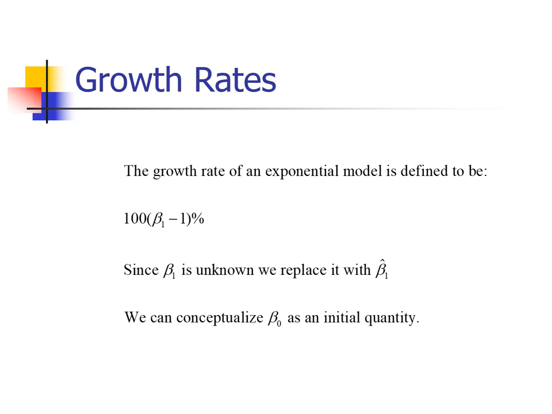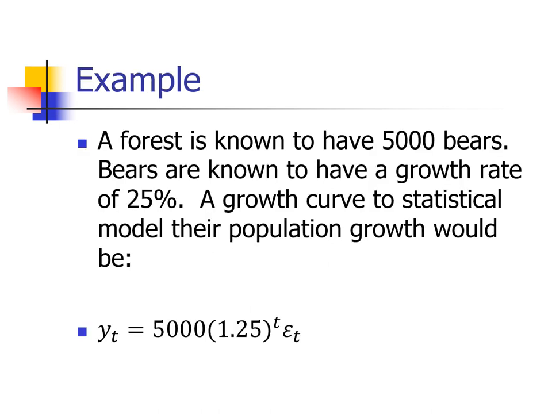So the growth rate of an exponential model is defined to be 100 times beta 1 minus 1%. Now, of course, we typically don't know what beta 1 is, so we replace it with beta 1 hat. We can also conceptualize beta naught as an initial quantity. So as an example, say that we have a forest, it's known to have 5,000 bears, and we know that bears are known to have a growth rate of 25%.